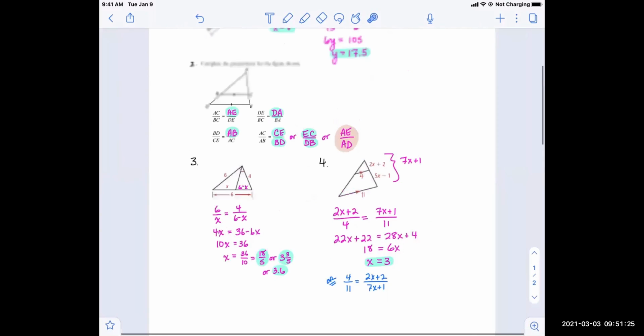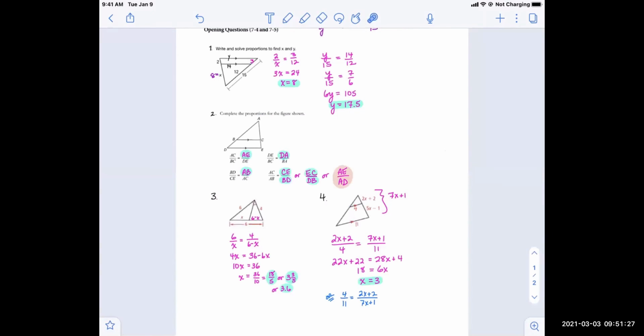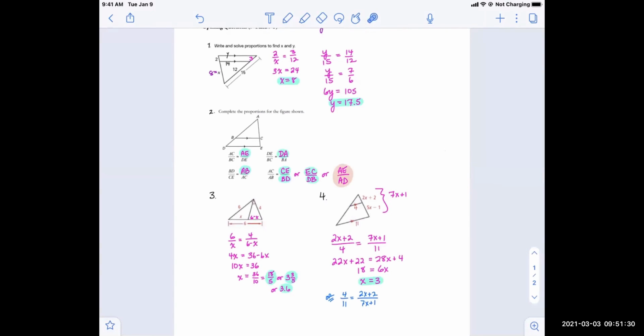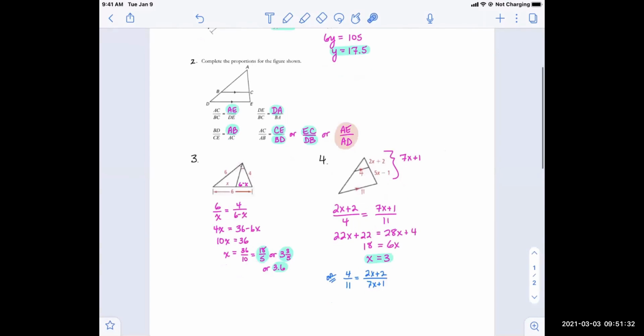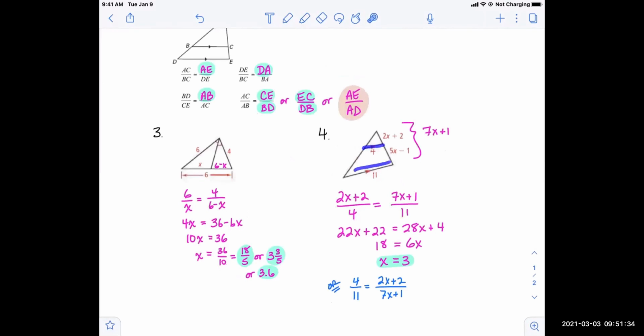Okay, any other questions on these problems? I'm hoping that's helpful and that we'll get that straightened out with the ones that involve the parallel segments there.